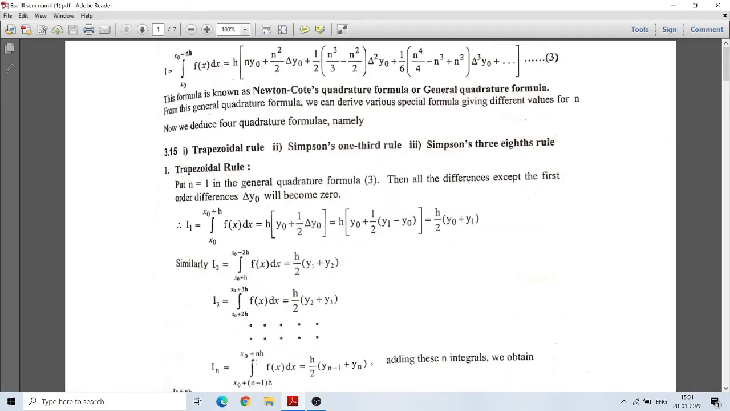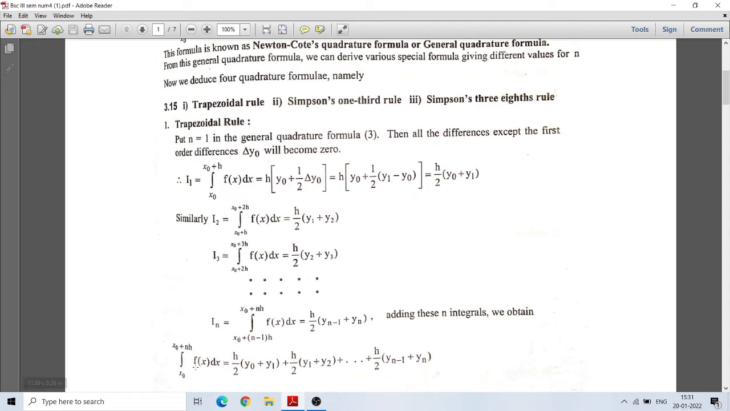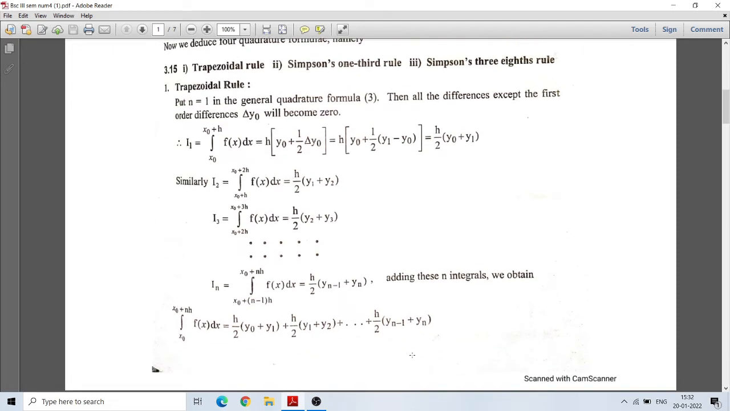Then adding these terms, we'll get the integral over the limit x naught to x naught plus nh of f of x dx equals h by 2 [y naught plus y1] plus h by 2 [y1 plus y2] plus ... plus h by 2 [yn minus 1 plus yn]. What we are writing means here we are substituting the delta y naught value, delta square y naught value, delta cube y naught value, then lastly delta to the power of n y naught. Those are called the forward differences: first, second, third and so on.